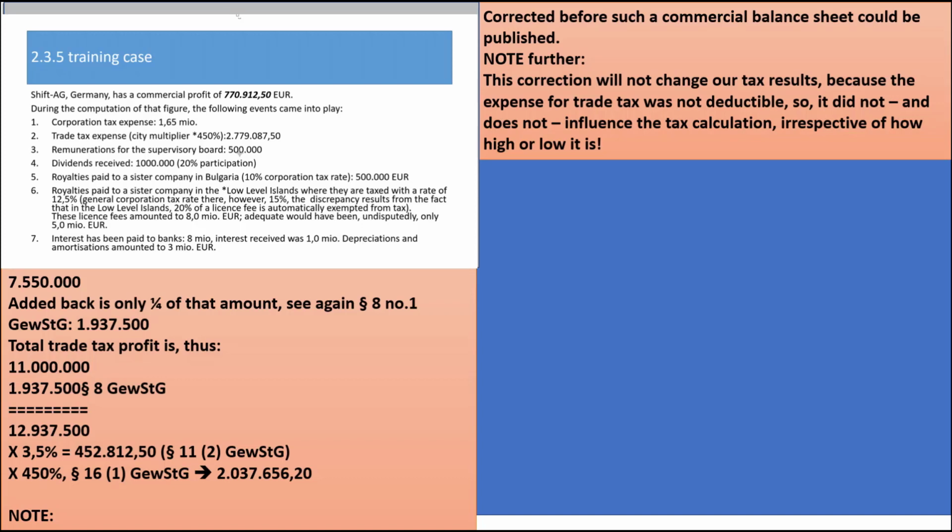Okay, so that was my overview over a combined training case involving the license barrier rule of Germany and the interest barrier rule.